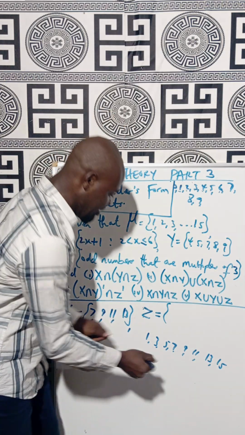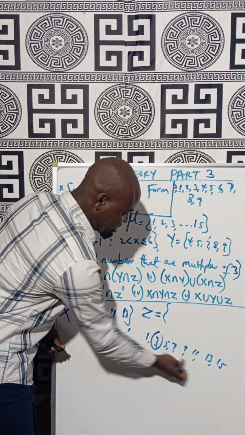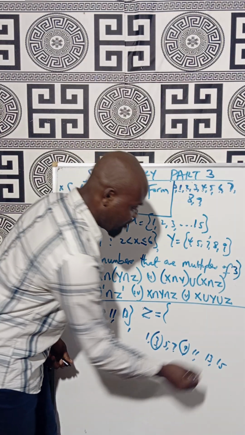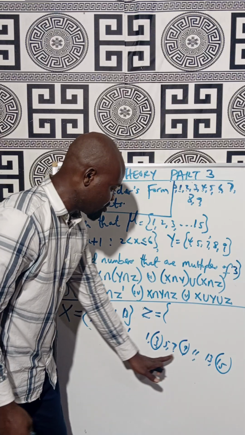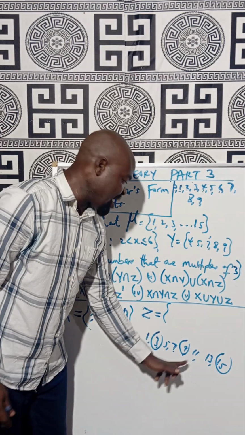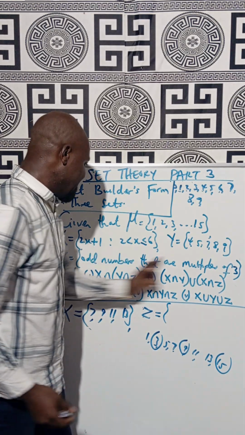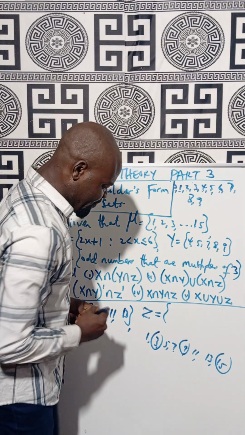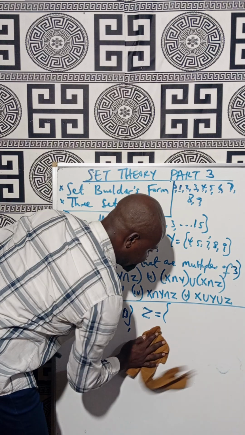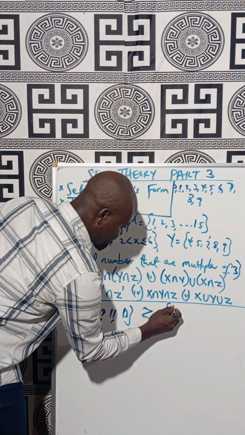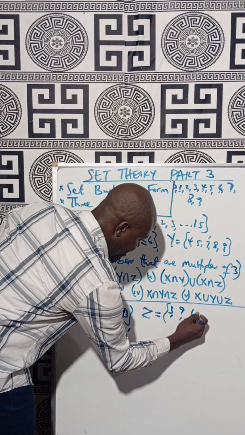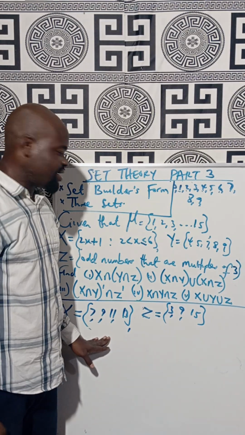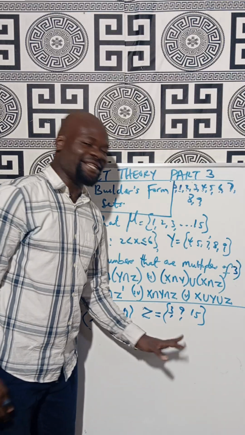3 times 1, 3. 3 times 2, 6, is not there. 3 times 3, 9. 3 times 4, 12, is not there. 3 times 5, 15. These are the multiples of 3. So we have 3, 9, and 15. That is everything here. You can see, very simple and easy. So of course, our X is this, our Y is here, and our Z is this.